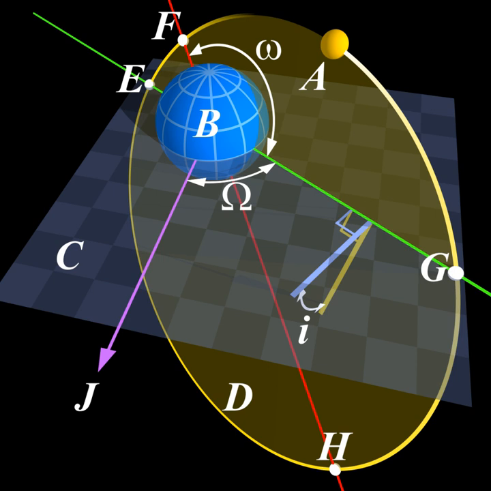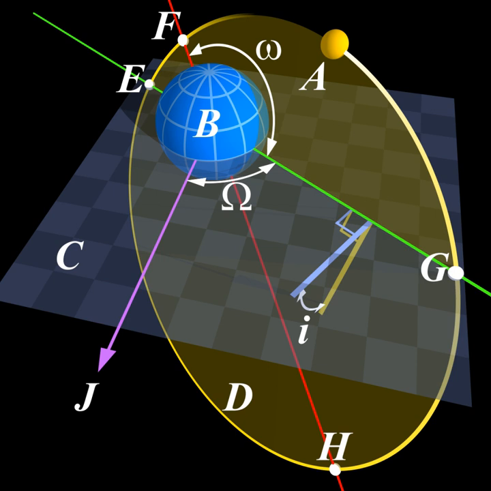Compute the mean anomaly M equals n t, where n is the mean motion, n p equals 2 pi radians, where p is the period. Compute the eccentric anomaly E by solving Kepler's equation: M equals E minus epsilon sin E.